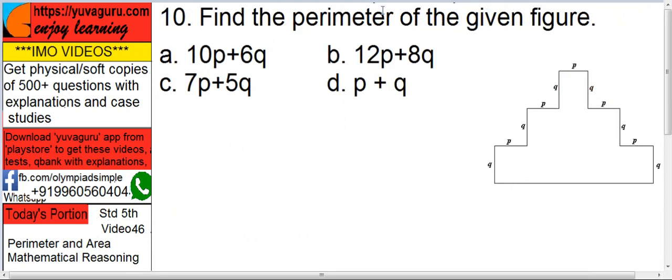Find the perimeter of the given figure. This is the figure and we have to find the perimeter. Perimeter means what? Addition of all the sides. Now how will you add the sides?